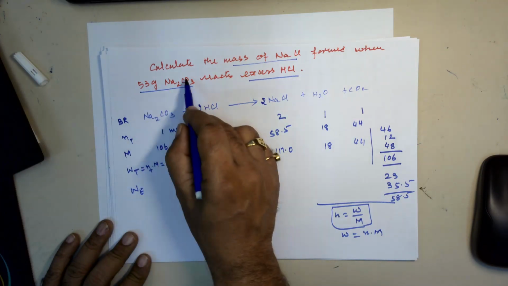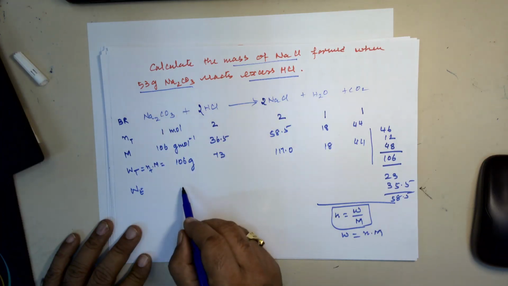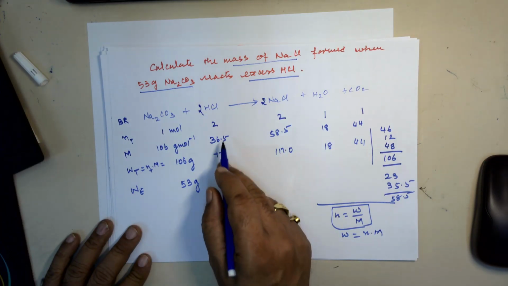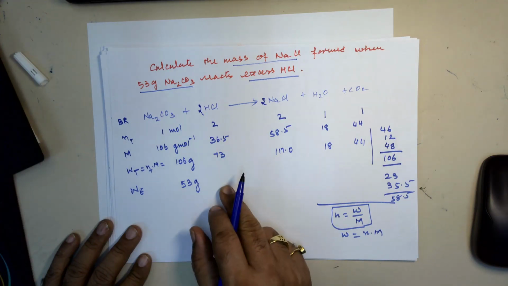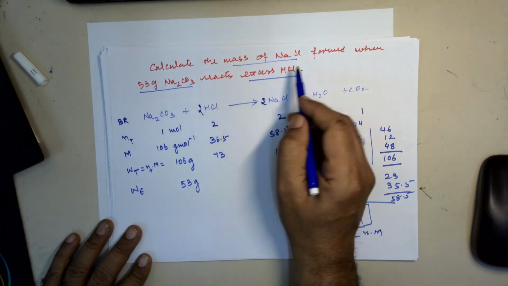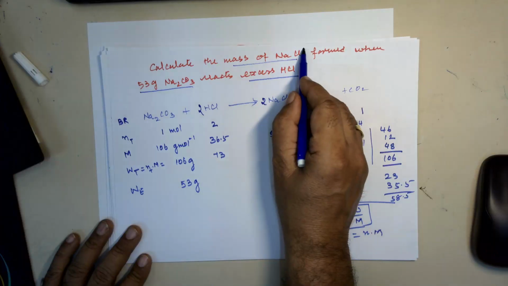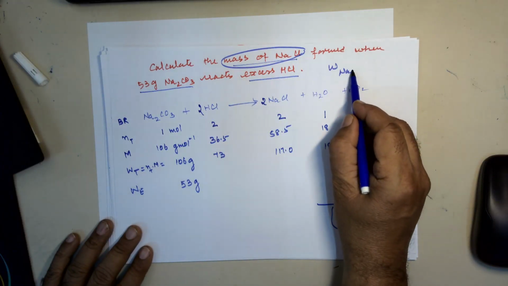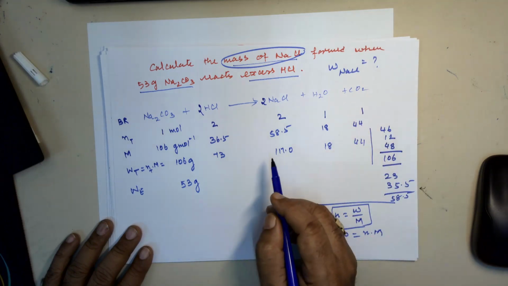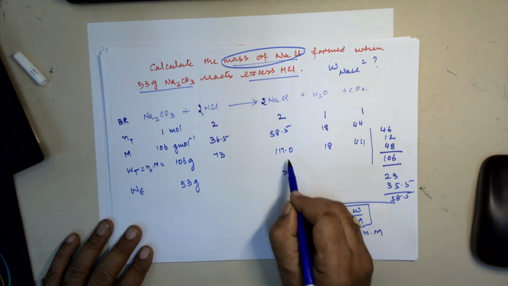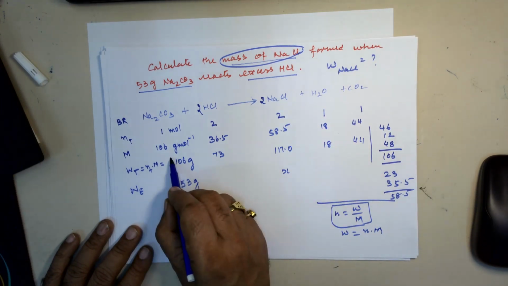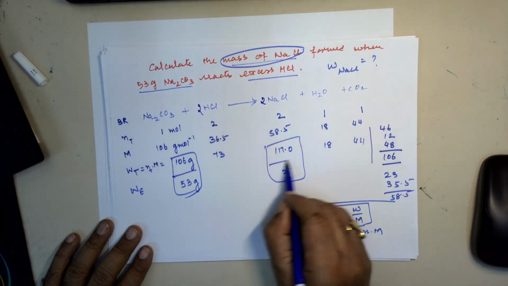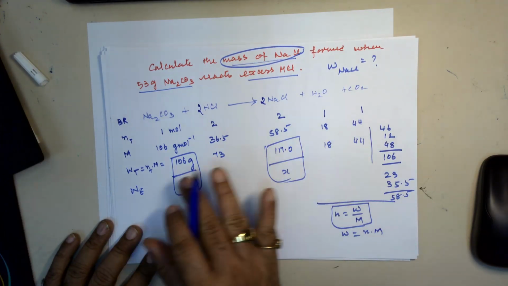What is the weight given here for sodium carbonate? 53 gram. Okay. So it is in excess acid. You need not worry about it. And what is asked? HCl reacts and NaCl is asked. The weight of NaCl is asked here. Okay. So you can put X for this. This is the NaCl. So when you divide this, that is equal to this ratio.